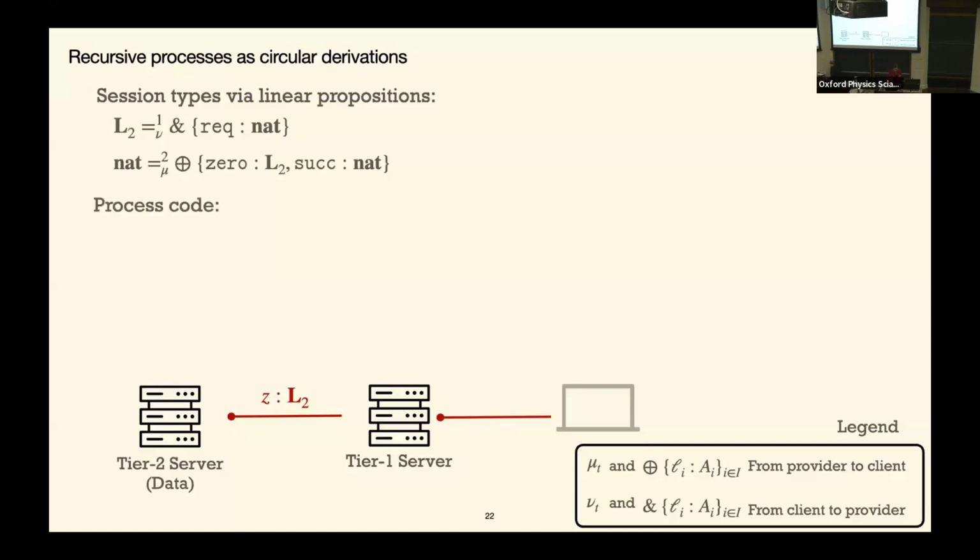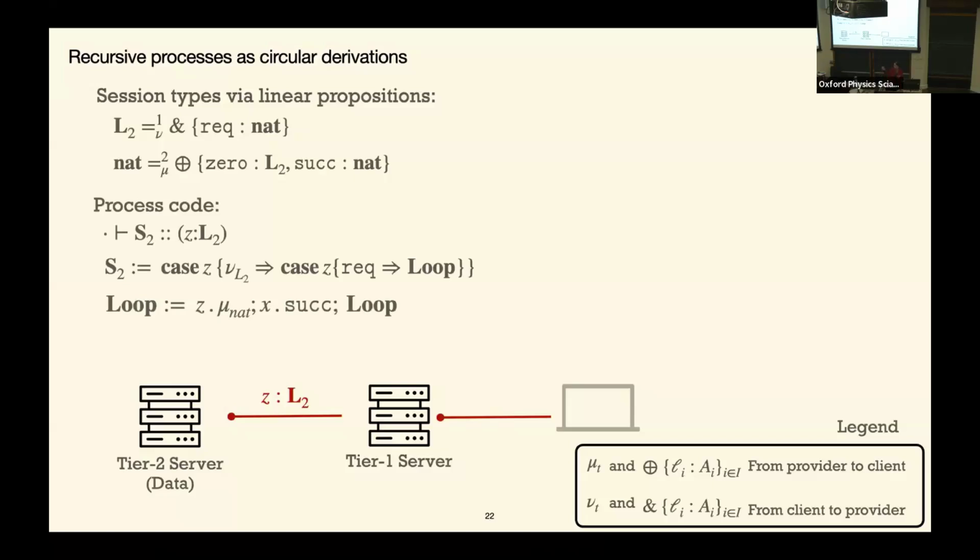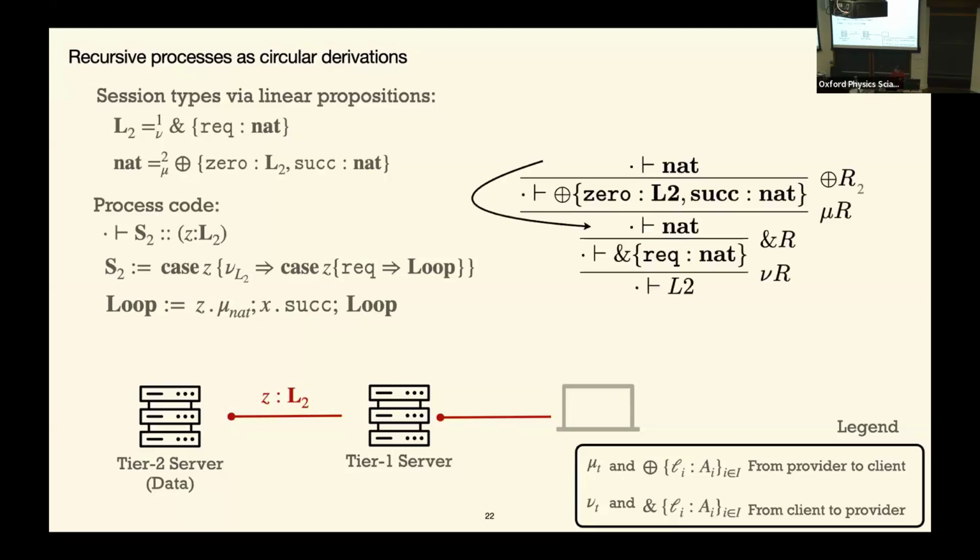So let's see how we can rewrite our code. If this is the code for the bad implementation, you can see that before working with L2, our tier 2 server has to receive an unfolding message to unfold the definition of L2, and then it can receive the request. Similarly, before sending a successor, it has to send an unfolding message and then send the successor label. So this code will correspond to this cyclic or circular derivation on the right.